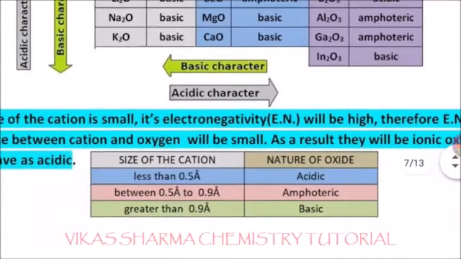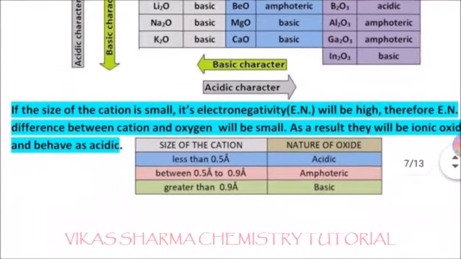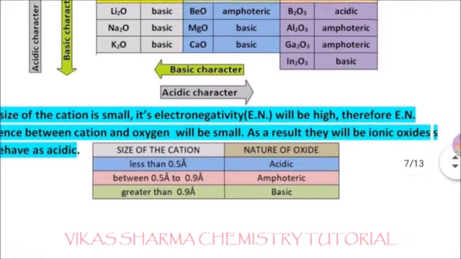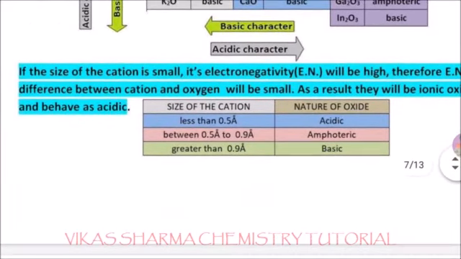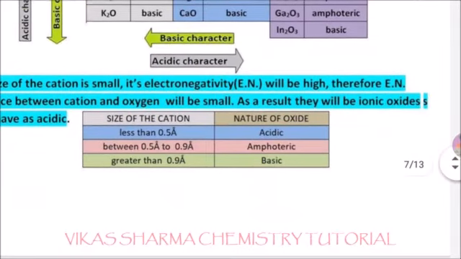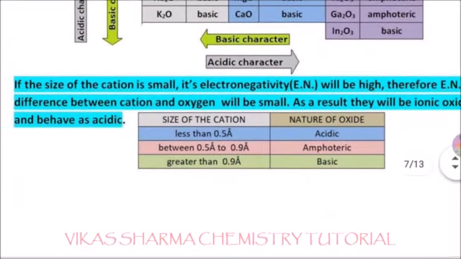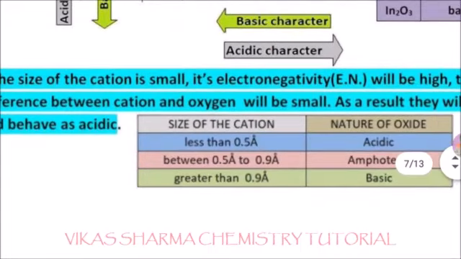So students, the reason is if the size of the cation is small, its electronegativity will be high. Therefore the electronegativity difference between cation and oxygen will be small. As a result, they will be ionic oxides that behave as acidic. So this is the reason. Oxygen is also an electronegative atom, an extremely electronegative atom in its group.